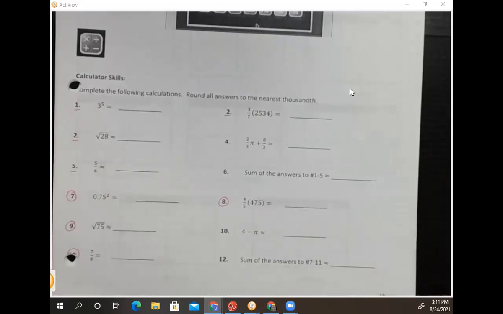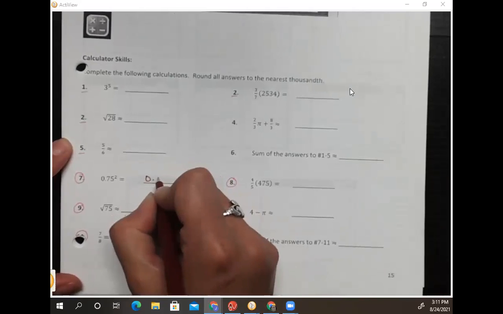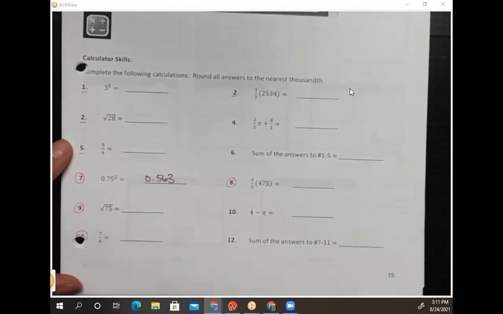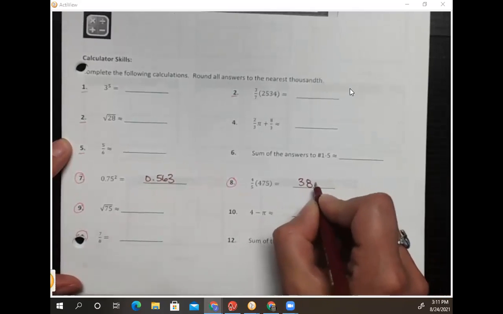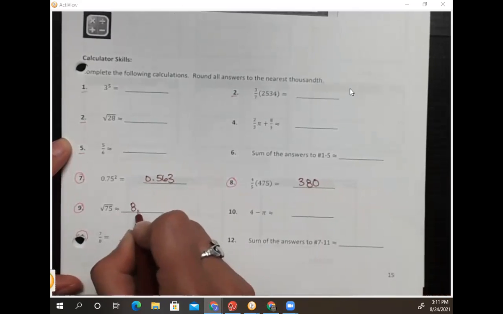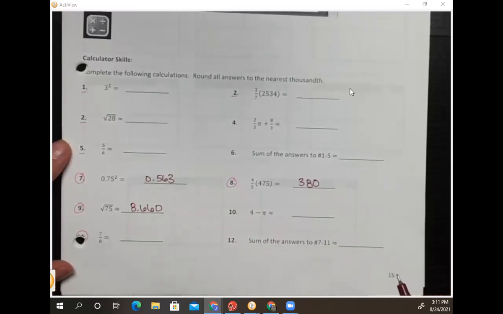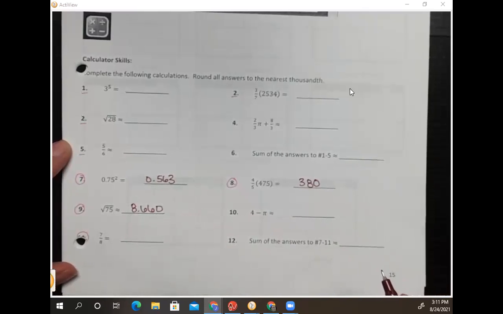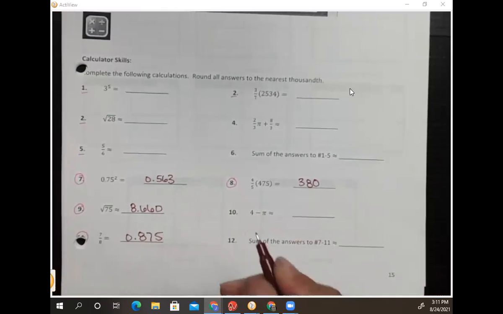Okay, let's finish up here. What do we get for number 7? Perfect. Round to 3 decimal places, we should get 0.563. How about number 8? 380. Number 9, 8.660 if we round to 3 decimal places. And then number 11. Perfect, 0.875, very good.